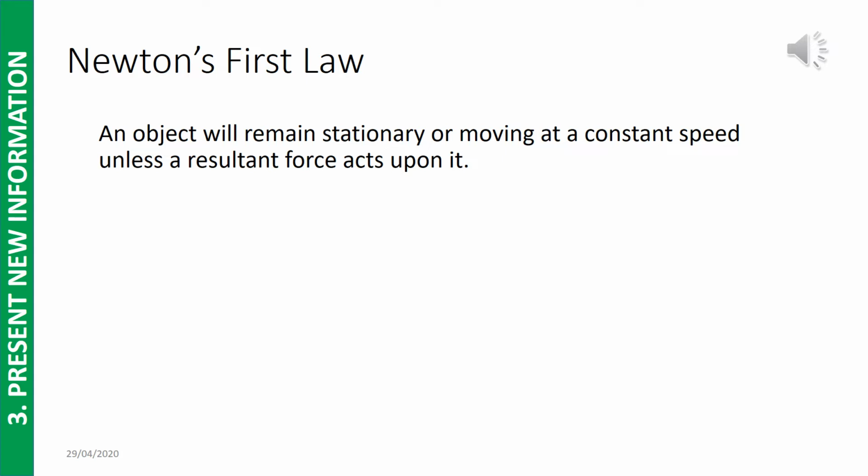If an object is stationary, it will stay stationary until it is acted on by a resultant force. The other one, moving at a constant speed: you know from the previous work that we've done that if forces are balanced on an object, the object is either stationary or moving at a constant speed. So if Newton's first law applies to an object that's stationary, i.e. has balanced forces, the same is also going to apply to an object that is moving at a constant speed, i.e. has balanced forces acting upon it.